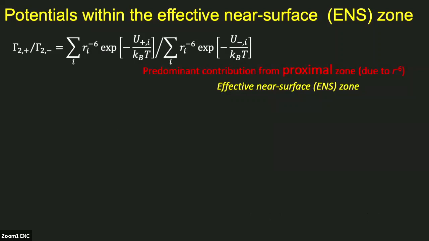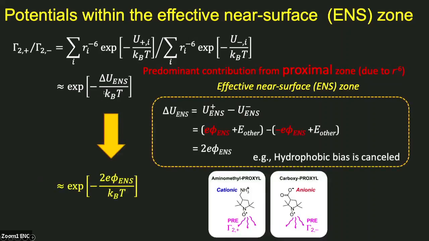And in that relatively small space, the potential could be quite similar. And in such a case, we can approximate this quantity by this one. And here, the delta U is a difference in potentials. And this potential could have both electrostatic component and non-electrostatic component.